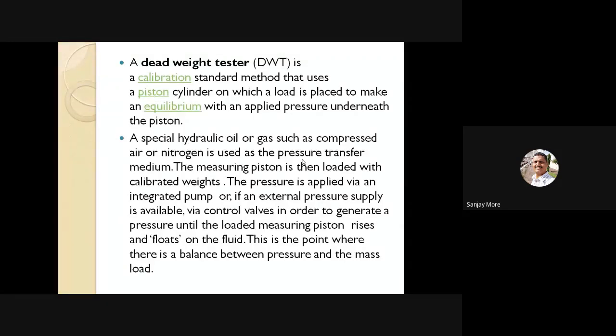A special hydraulic oil or gas such as compressed air or nitrogen is used as the pressure transfer medium. The measuring piston is then loaded with calibrated weights. The pressure is applied via an integrated pump, or if an external pressure supply is available, via control valves, in order to generate a pressure until the loaded measuring piston rises and floats on the fluid. This is the point where there is a balance between pressure and the mass load.